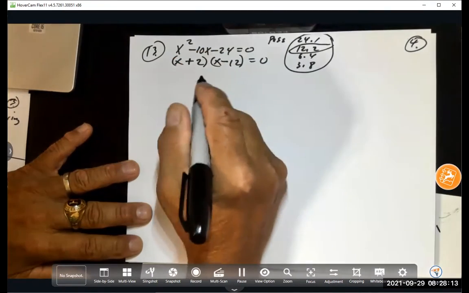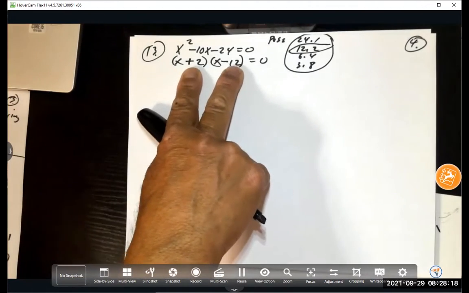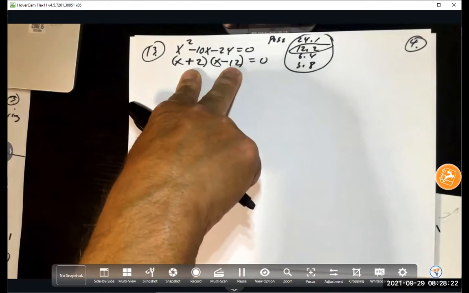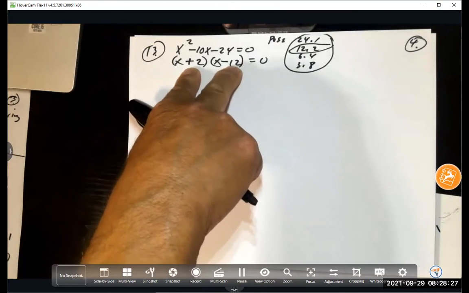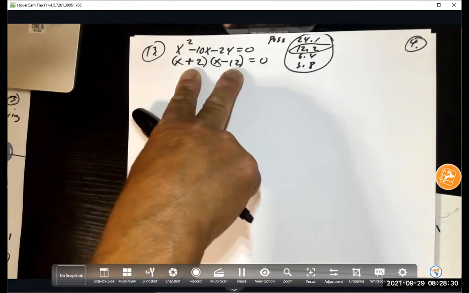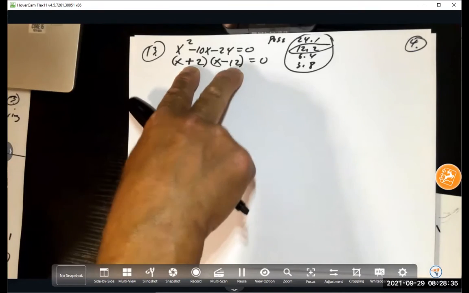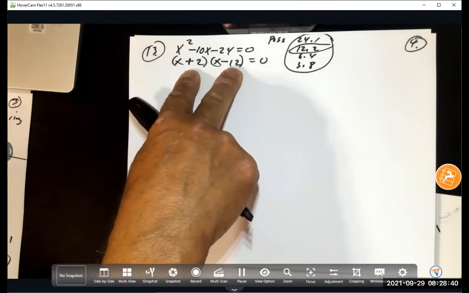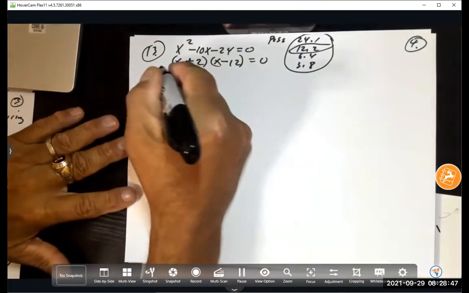Ready? All right. So +2 and -12. Is that giving you -24? Yes or no? Multiply it together. 2 times -12, that's -24. Yes. And if you go 2 minus 12, what's 2 minus 12? 2 minus 12 is -10. Yeah, that's what I have in the middle. Okay, so that matches. So I'm going to set it up.